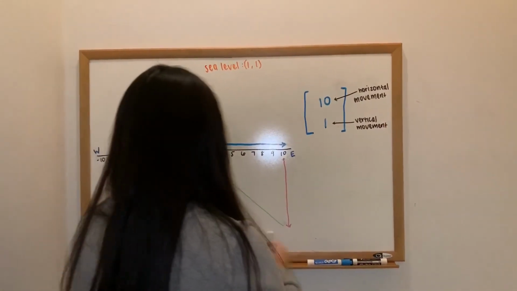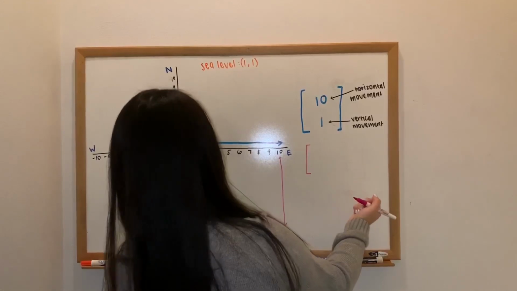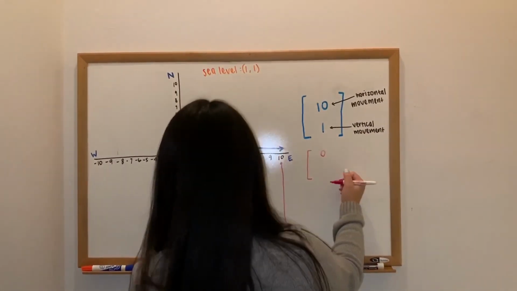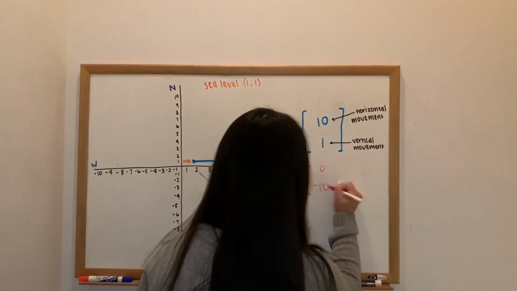Now we will move on to the pink bracket. The pink bracket represents the pink vector. Since the pink vector does not move any way horizontally, we keep it at 0, and then vertically it moves down 10, so negative 10.